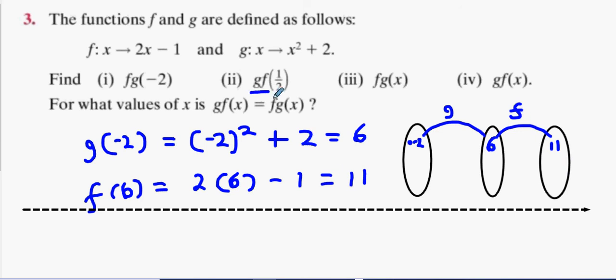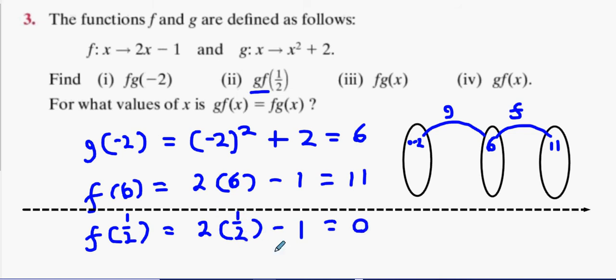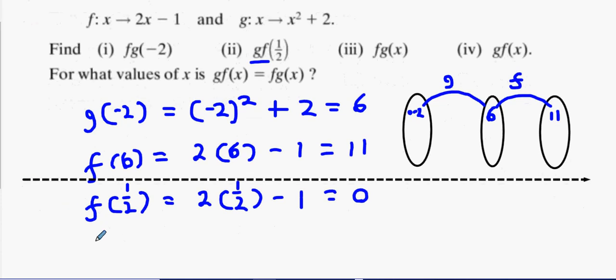In the next question, we're going to do f of a half first. You're going to do f of a half first, and then with the answer, you're going to insert it into the g function. And you should get an answer of 0. And then you're going to do g of 0 when you're done. And g of 0 is, no, 0 squared plus 2. And pause.